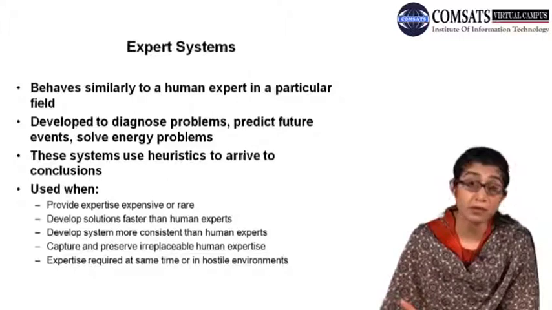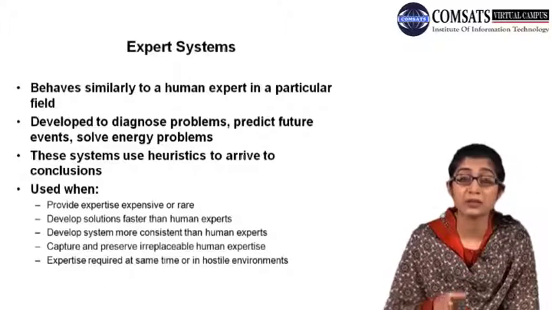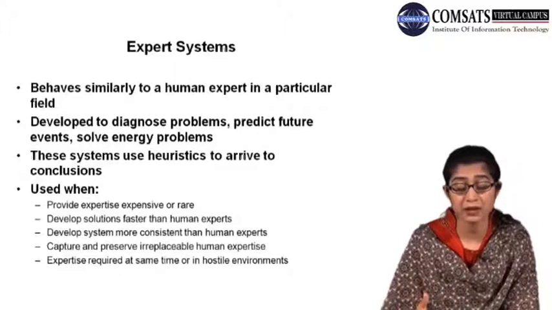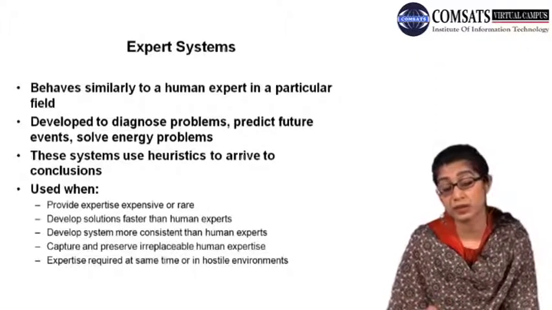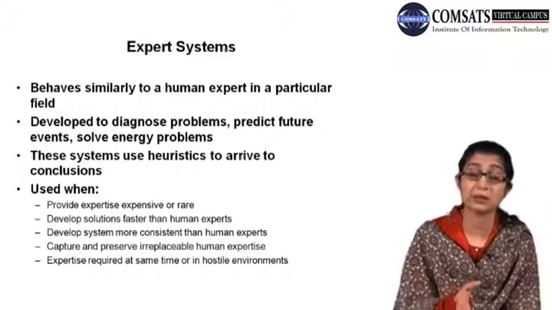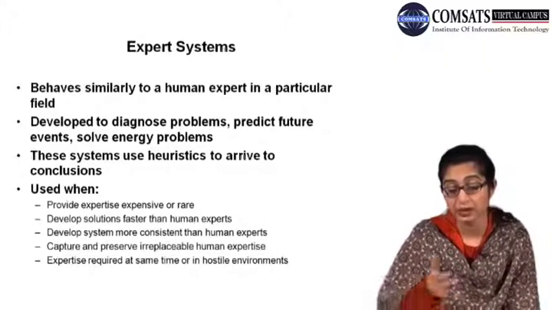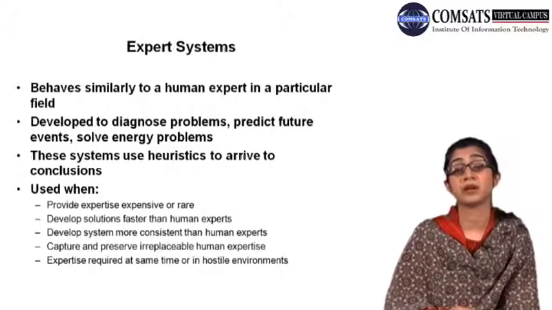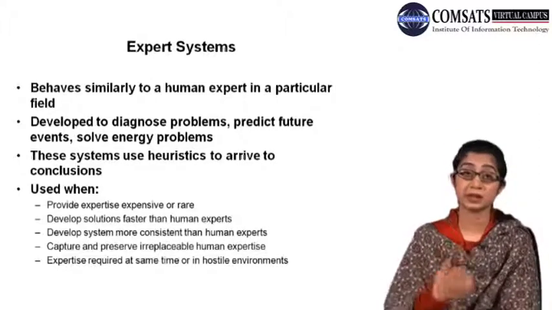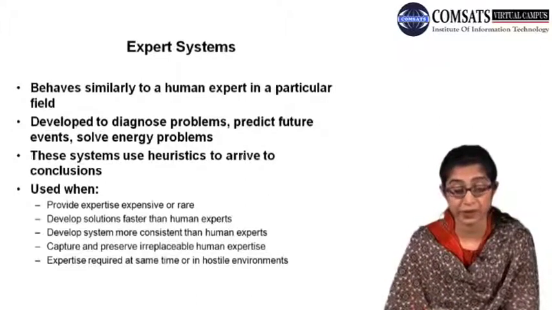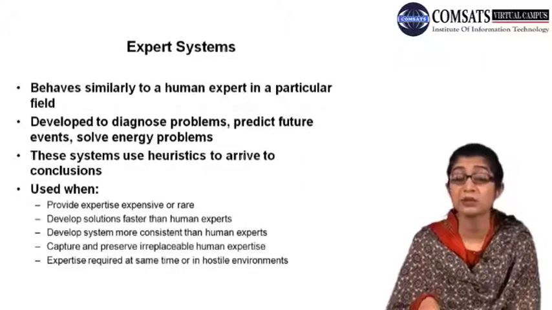For example, the human experts are not available, or there are very few human experts available, and you need to store and maintain that expertise for a longer period of time. Again, it can be used to develop solutions faster than human experts. Again, जो मैंने पहले भी बात की थी कि machine का again फायदा ये होता है कि उसकी जो processing होती है वो faster होती है. So it can be used in situations where the organization requires faster problem solving or faster expertise than the human experts can give.